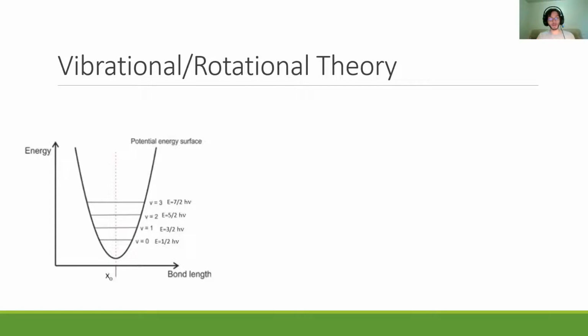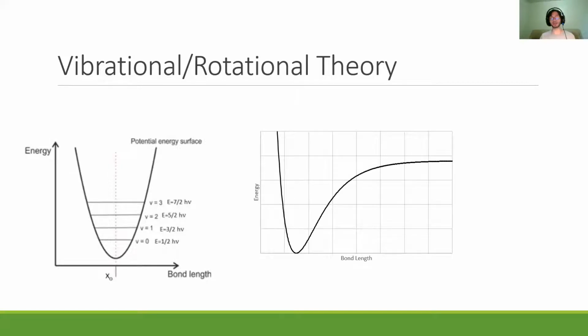Now, this is a really nice model, and it's going to give us our calculations, and it's going to do a lot of things for us, but it's not entirely accurate, right? What we really see is something like this, and this should make sense, right? At really small bond lengths, the atoms are going to be repelling each other a lot. They have a lot of repulsive forces, and so energy is going to skyrocket.